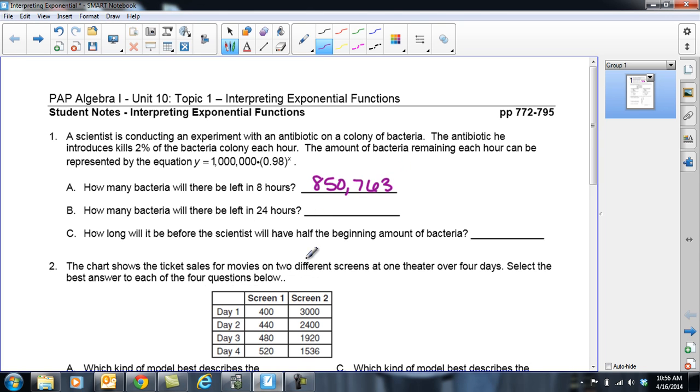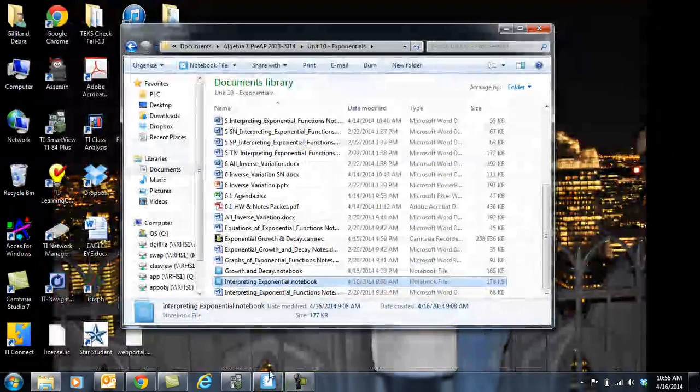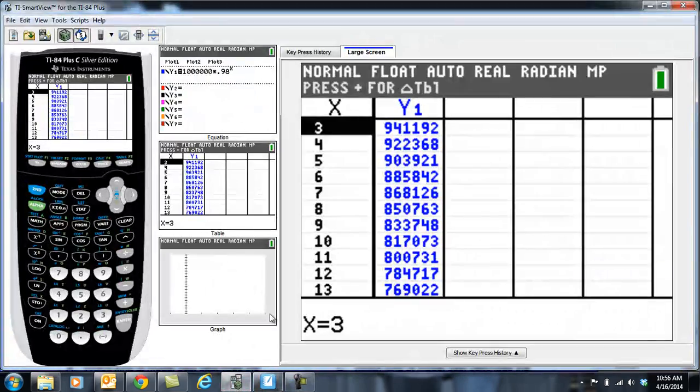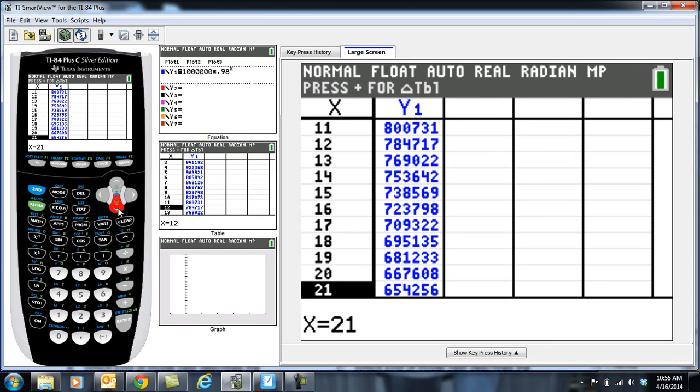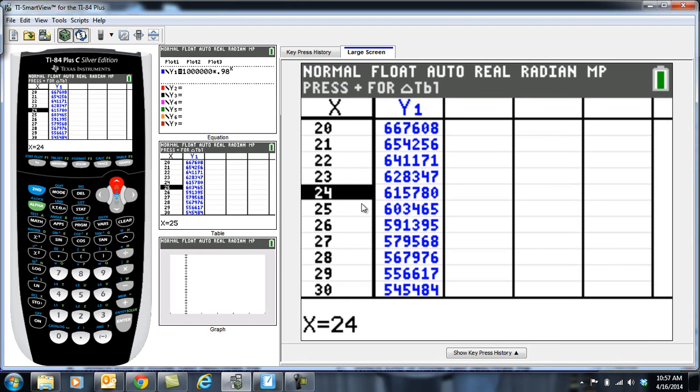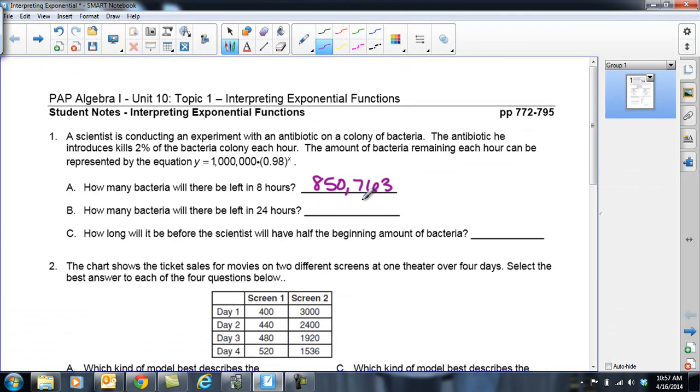And then it asks how many are left in 24 hours. So again, I go back over here to my calculator, and I'm going to scroll down to 24 now. And you'll see that this is how many I have left, 615,780. Now it wants to know how long it will be before I have half of the beginning amount.